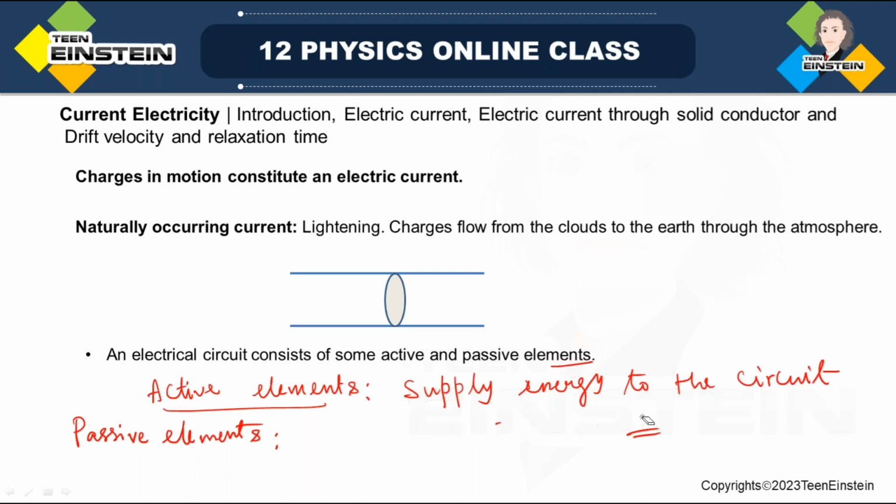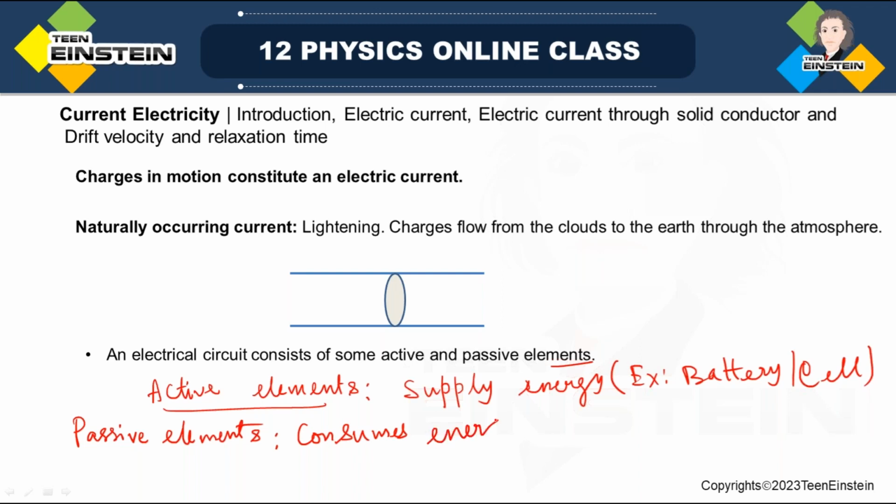I'll write this in short so that I get some space here. Supply energy, and examples I'll write in bracket. Example, battery or cell. And this actually consumes energy. Passive element consumes energy or stores energy.